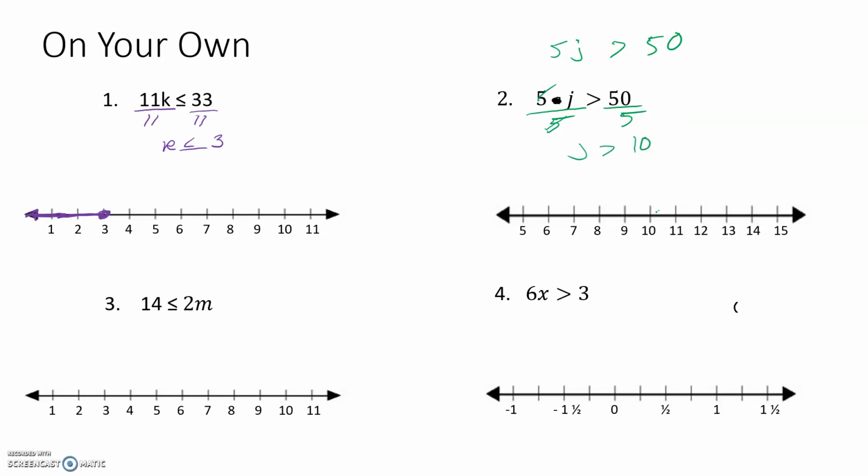All right, so I'm going to find 10. Open circle, because j cannot be 10, but j is greater than 10. So it can be any value that is greater than 10. Number 3.